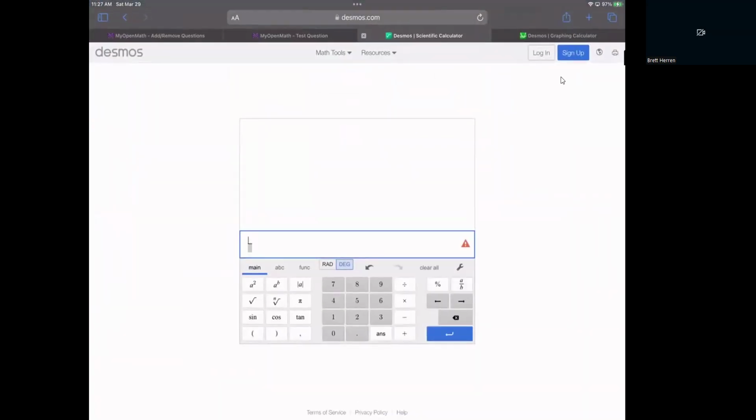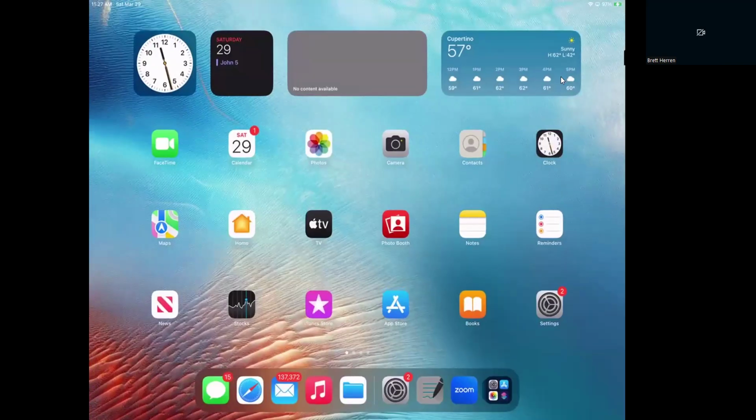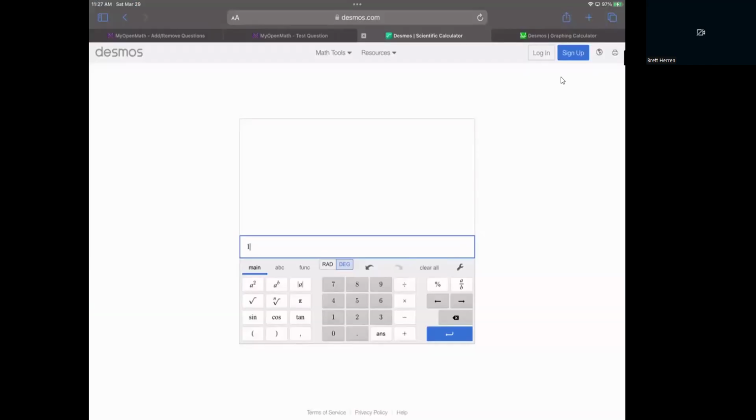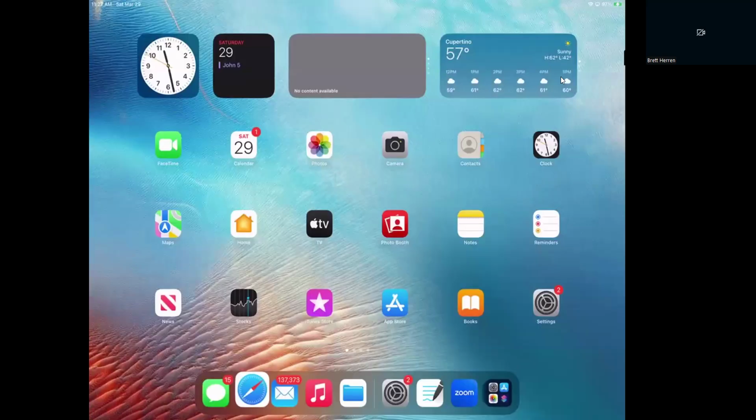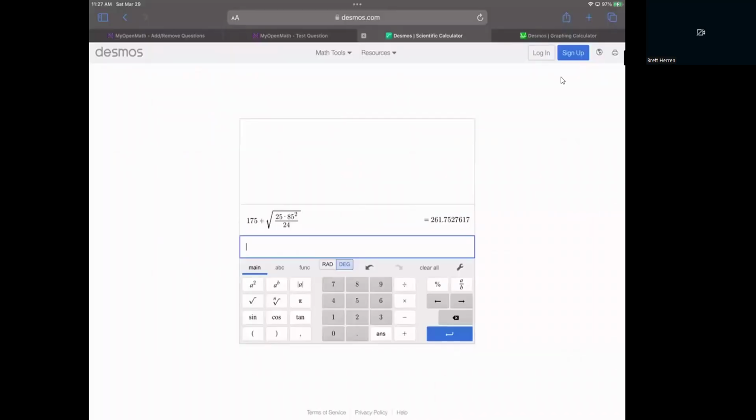Okay. I already forgot. It's 175, right? 175 plus or minus the square root of the fraction 25 times 85 squared over 24, I think. Yeah. So let's try the plus option first. See what we get. 261.